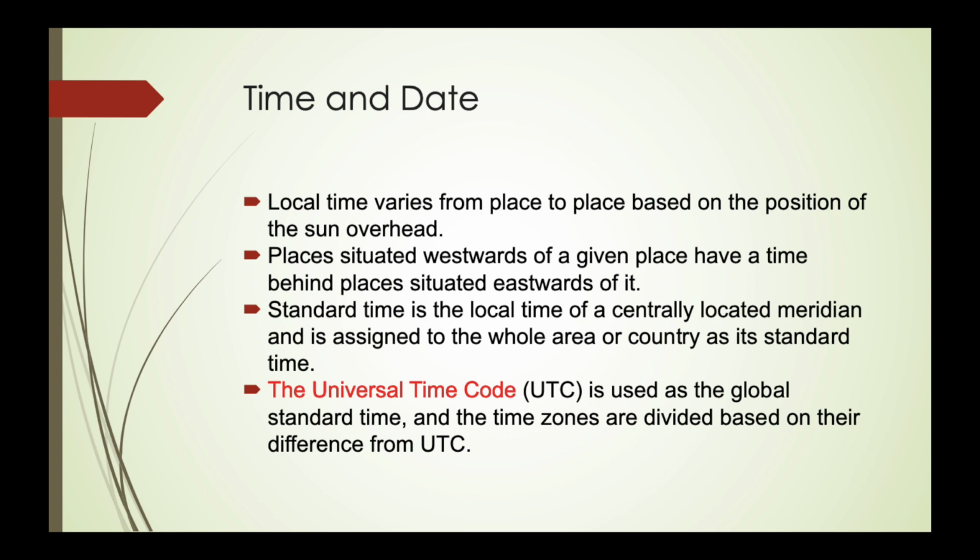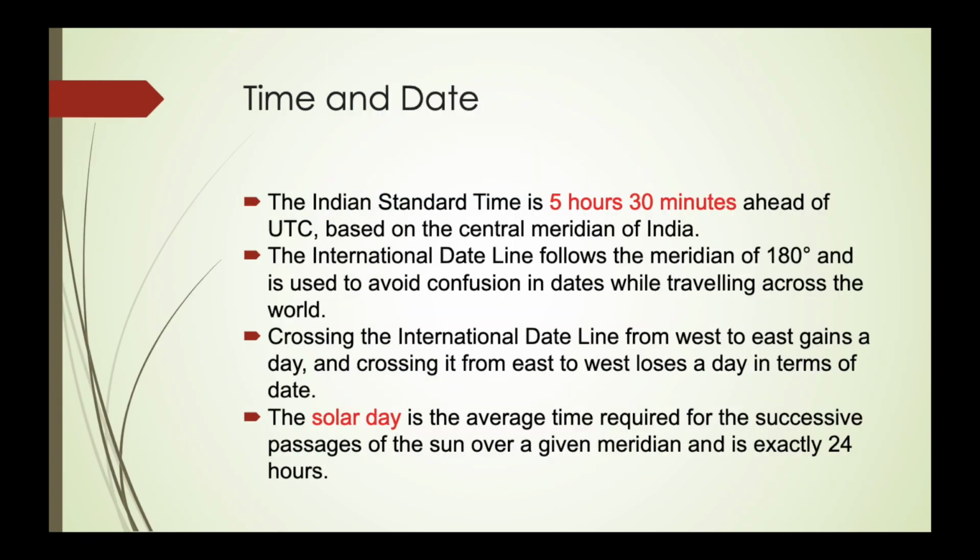as its standard time. The Universal Time Code, UTC, is used as the global standard time, and the time zones are divided based on their difference from UTC. The Indian Standard Time is 5 hours 30 minutes ahead of UTC, based on the central meridian of India.